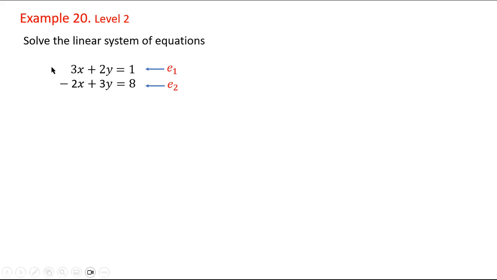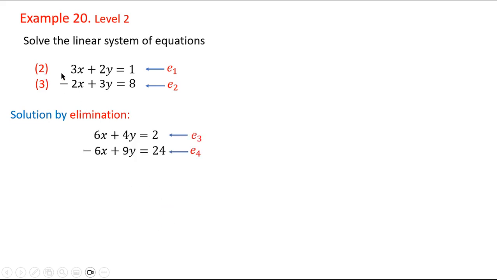Now, I'm going to use an elimination process. So I can eliminate x or y from the two equations. Here, I'm going to multiply this by 2, and I'm going to multiply this by 3. Why? Because 2 times 3 is 6. 3 times 2 is 6. Then I get equations where I can eliminate x. See? When you multiply by 2, that means every term has to be multiplied by 2. 6x plus 4y equals 2, minus 6x plus 9y equals 24.